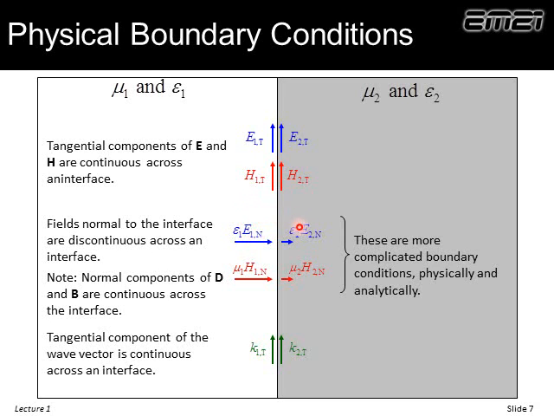That product is continuous across the interface, and we could say the same thing for H. The permeability times the normal component of H, that product is continuous across the interface. Another one we use a lot is that the tangential component of the wave vector is continuous across an interface.